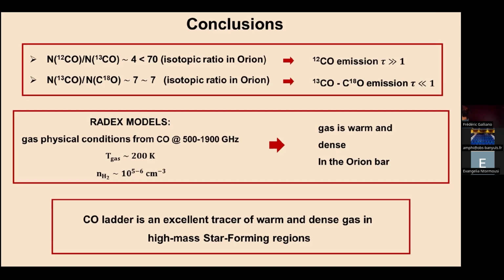Furthermore, from the RADEX models, we could estimate the gas physical conditions from the CO at that observed frequency range. And we could suggest that the gas is warm and dense in the Orion Bar. Therefore, the CO ladder is an excellent tracer of warm and dense gas in high-mass star-forming regions.